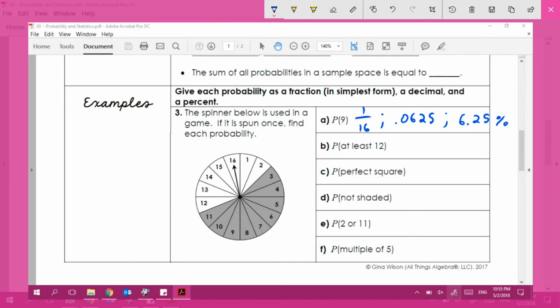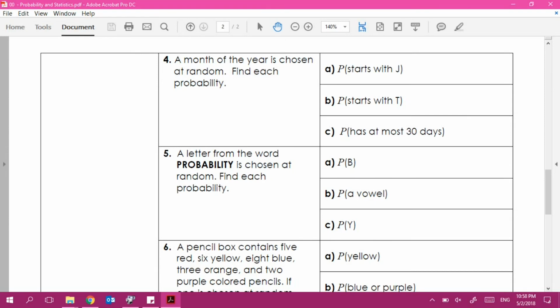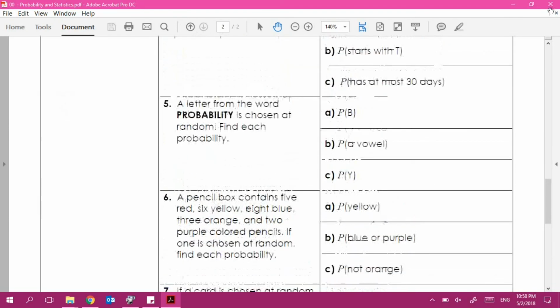All right, B, the probability of me getting at least a 12. So that means 12 and above. So how many spaces are there? Let's find out real quick. We got 12, so that's 1. We got 13, that's 2. 14, that's 3. 15, that's 4. And 16, that is 5. So we got 5 different chances of me getting at least a 12. So it's going to be 5 over how many total are there? 16. Put that into a decimal. It's going to be 0.3125. And then put that into a percentage. You multiply the decimal by 100, and it's 31.25%. And then on numbers 4, 5, 6, and 7, I just want you to do A from each of those.